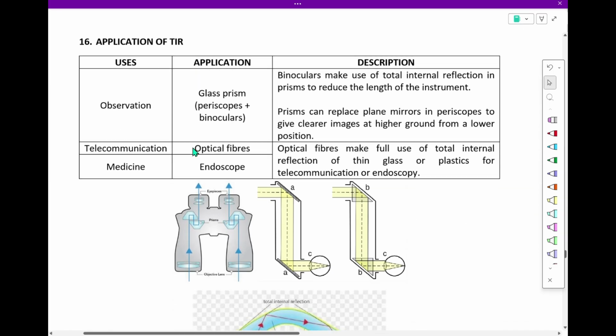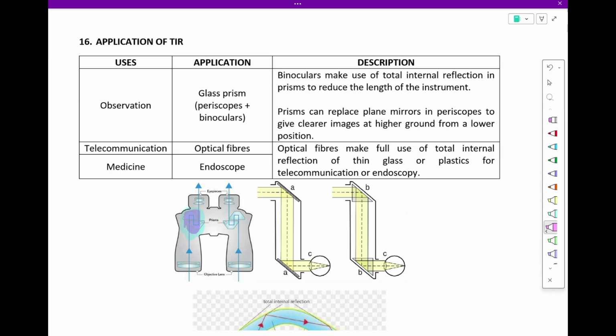Alright, so now, what's the point of your TIR? What's the point of having your total internal reflection? Number 1, it is actually to save space. Because of the binoculars, if you notice over here, you are actually using this to save space. Because if you don't have the binoculars, you actually would need to draw a straight line. So basically, you can just imagine this part being elongated into a straight line. You'll notice that it will actually be much bigger than it should be.